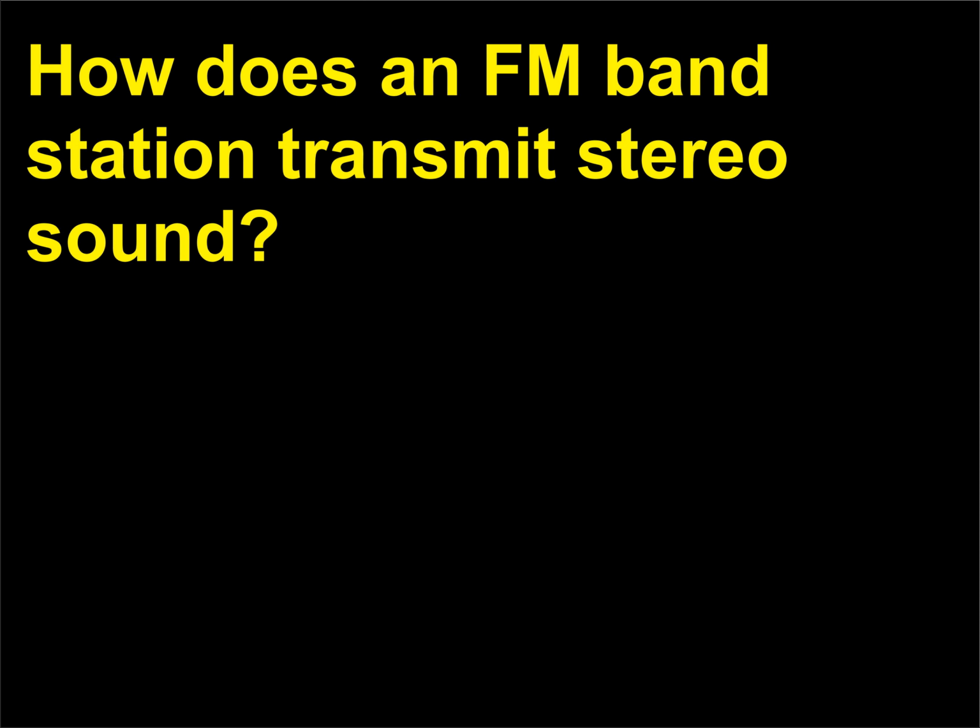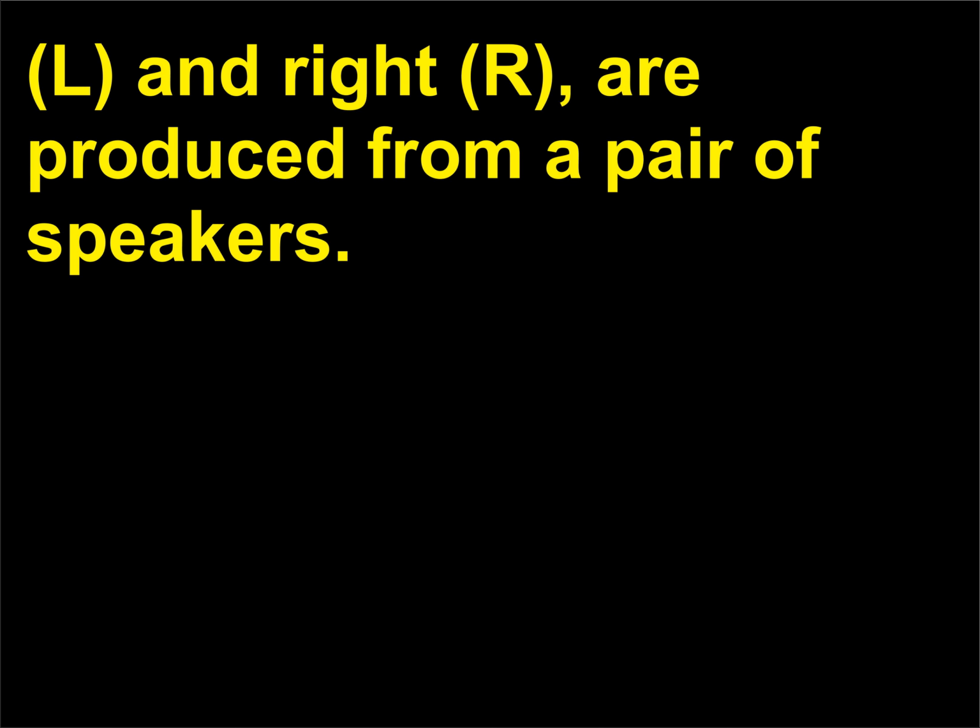How does an FM band station transmit stereo sound? Stereo sound means that two separate sounds, the left (L) and right (R), are produced from a pair of speakers.